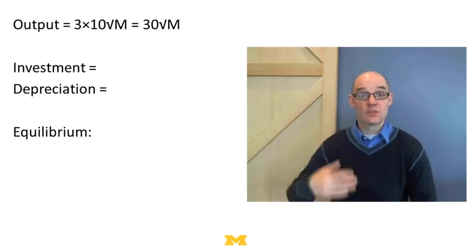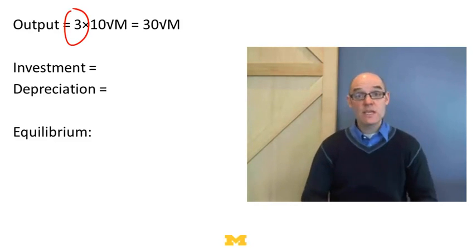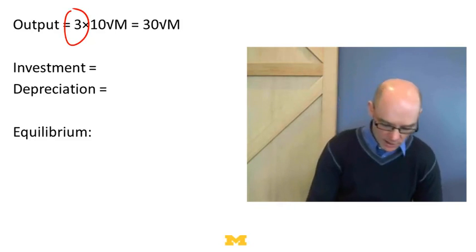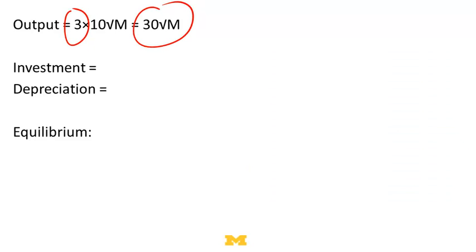Okay, so let's suddenly assume that there's some A that comes in that's got a value of 3. So now we're going to get 3 times 10 times the square root of m. So our output is 30 times the square root of m. And let's see what happens. Okay, so what's our total investment going to be? Well, that's going to be 0.3 times 30 times the square root of m. So that's going to be 9 times the square root of m.